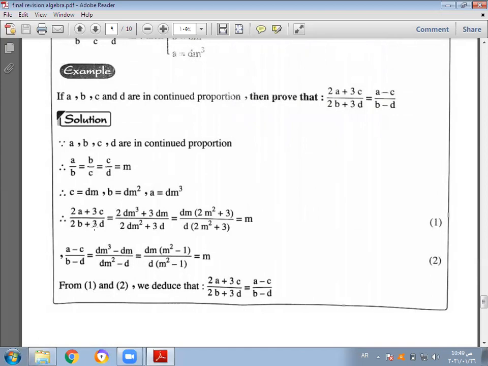Then (2A plus 3C) over (2B plus 3D), and so on, by substitution. This means that it equals m. What about the right-hand side? (A minus C) over (B minus D), by substitution and simplifying, equals m. So we deduce that the right-hand side equals the left-hand side.